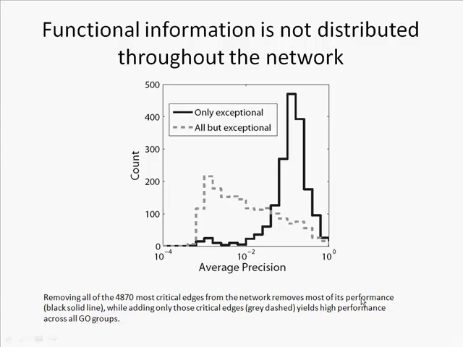And if you remove the exceptional edges, then performance drops for a whole lot of Go groups. There is a little bit of an exception here: there are a few Go groups that are still learnable, and those are protein complexes. Protein complexes tend to be very highly interconnected in the protein interaction networks, so they don't have critical edges, but they're kind of unusual. There's a small number of them, you can't predict new members of the complex using this information, and they don't really tell you anything about the learnability of other Go groups.